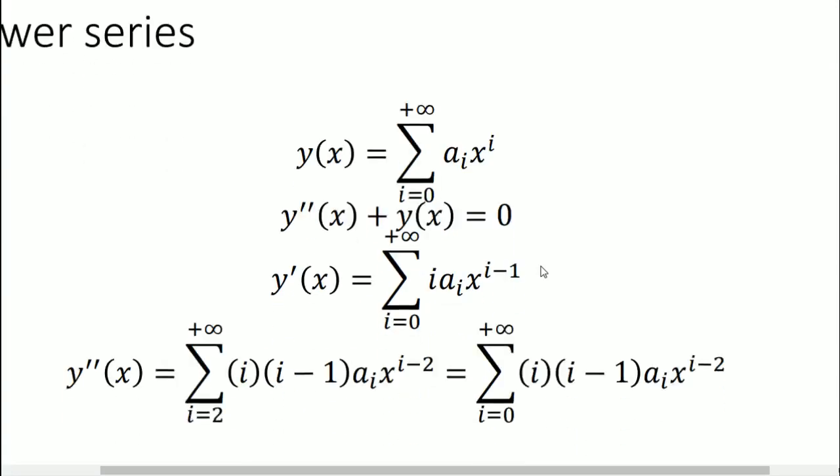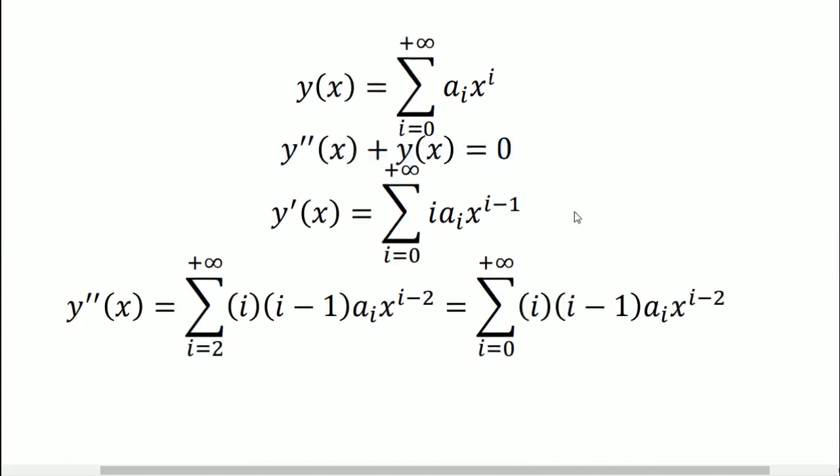So we will consider the first differential equation, y differentiated twice plus y is equal to 0. So we differentiate this expression once. You can swap the differential and the sum, so you get the derivative of this. When you differentiate a_i, it doesn't depend on x, and when you differentiate x to the power i, the i goes in front, and the power of x is decreased by 1.